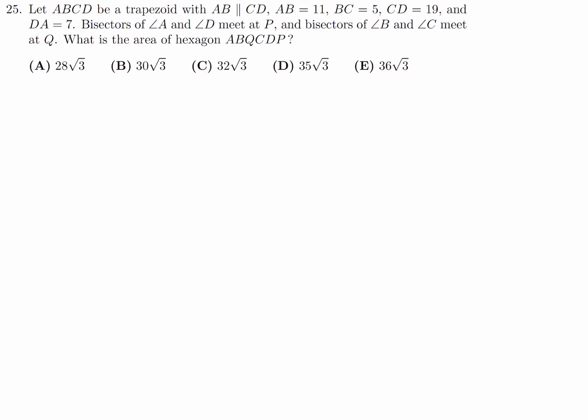Let ABCD be a trapezoid with AB parallel to CD. AB is equal to 11, BC is equal to 5, CD is equal to 19, and DA is 7. Bisectors of angle A and angle D meet at P. Bisectors of angle B and angle C meet at Q. What is the area of hexagon ABQCDP?